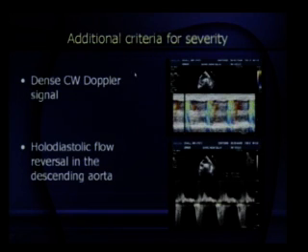And of course, if there is holodiastolic flow reversal in the descending aorta, this is seen by a suprasternal notch approach. You will see the descending aorta, and in that, if you see a holodiastolic flow reversal, because the blood will first flow into the aorta, then it will flow back when the aortic valve is closing. That is a very good sign of severe aortic regurgitation.